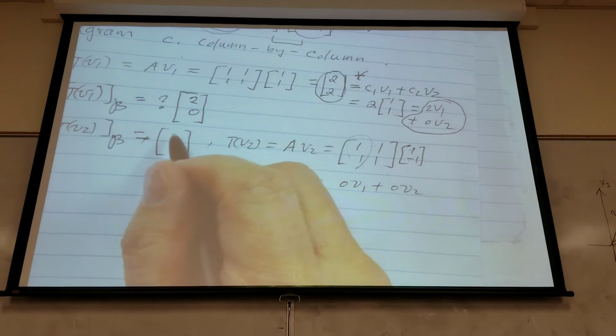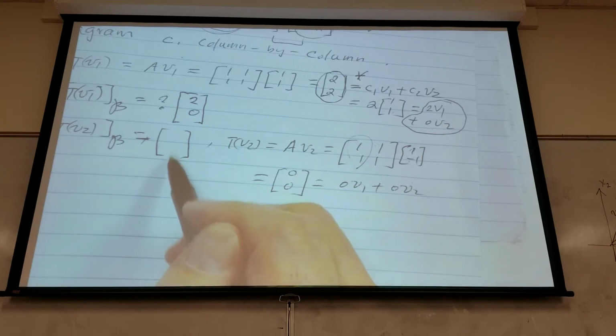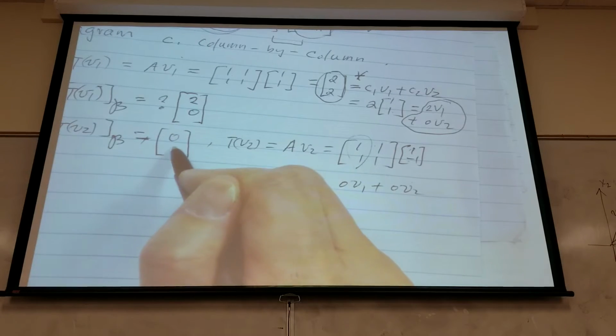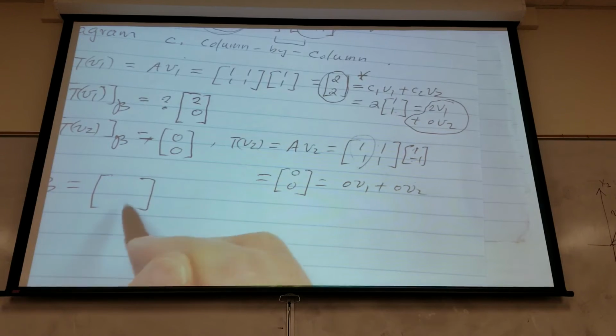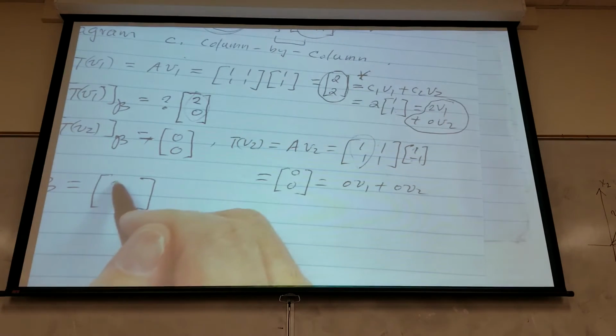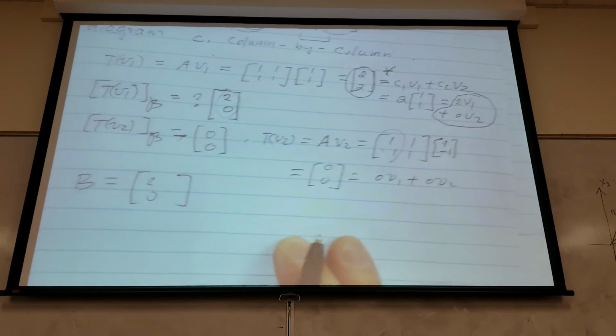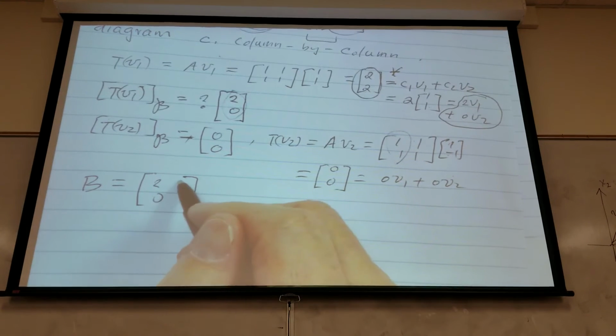So now what do I put in here? 0, 0. Total. Okay, so what is B? First column is 2, 0, right? Second column is 0, 0.